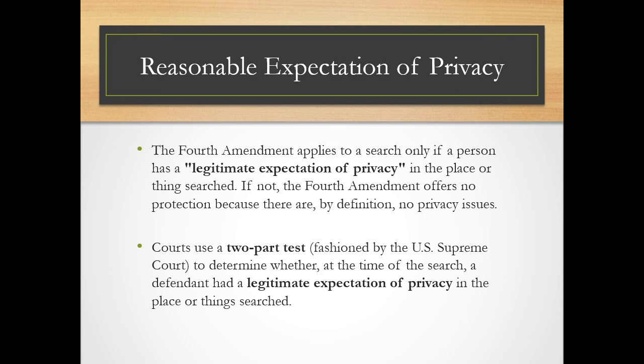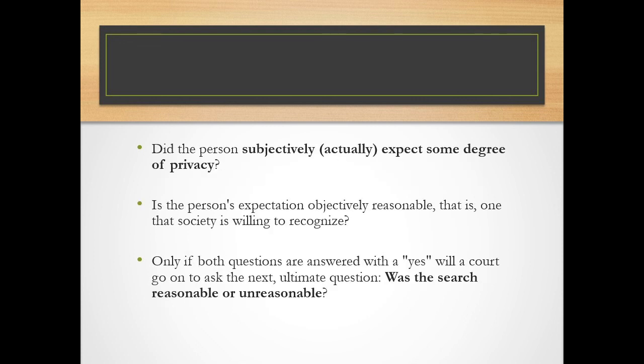So if there is an expectation of privacy, this is when the search warrant has to be effective. If there's not an expectation of privacy, you don't need a search warrant. Did the person subjectively actually expect some degree of privacy? Is the person's expectation objectively reasonable?